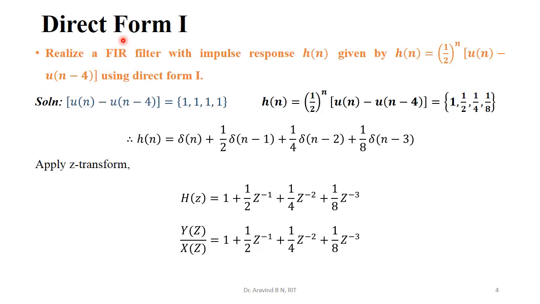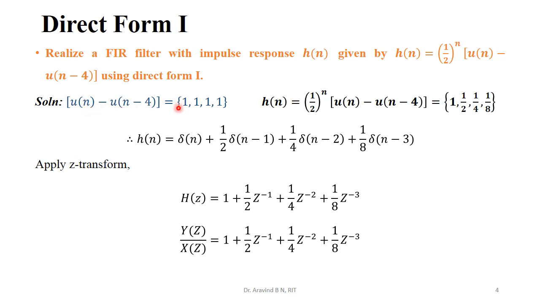Let us start with the direct form 1 realization. Let us go through the problem statement. Realize a FIR filter with impulse response h of n given by h of n is equal to 1 by 2 to the power of n multiplied with u of n minus u of n minus 4 using direct form 1. Here the h of n is given, but it is not directly given. So we need to calculate the h of n first, the values, and then we need to go further with the calculation. So let us first identify what is u of n minus u of n minus 4.